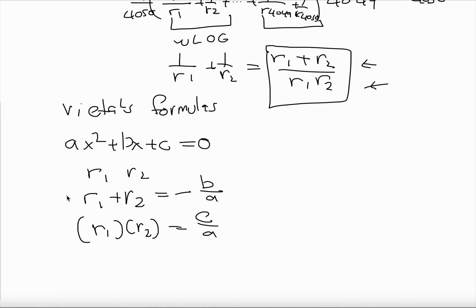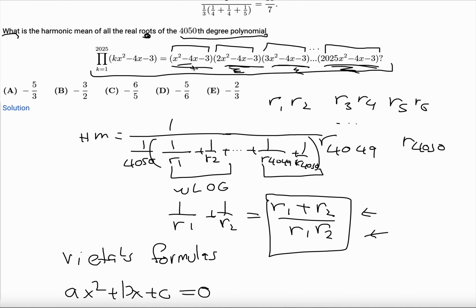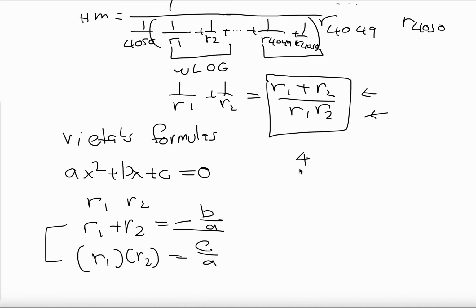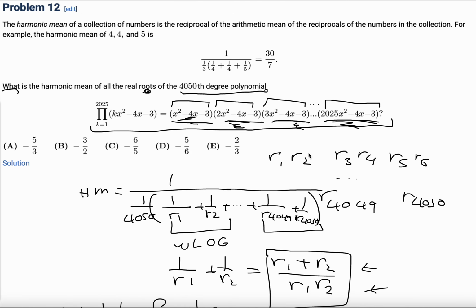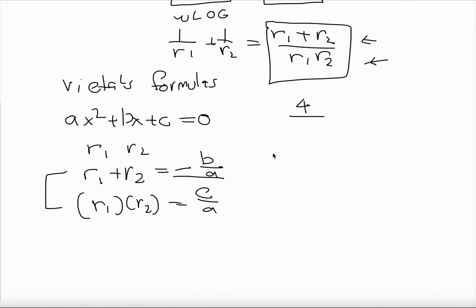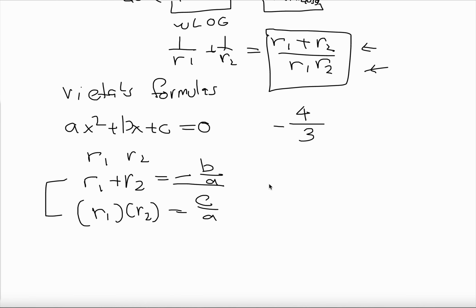These are really important formulas because we can just use them to get the numerator and the denominator here. The numerator, r1 plus r2, is just minus b over a. If we look at our quadratic here, minus b over a is just 4, so we get 4 in the numerator. And in the denominator, you get c over a, which is just minus 3. So we get minus 3, and that's R1 plus R2 over R1 times R2.